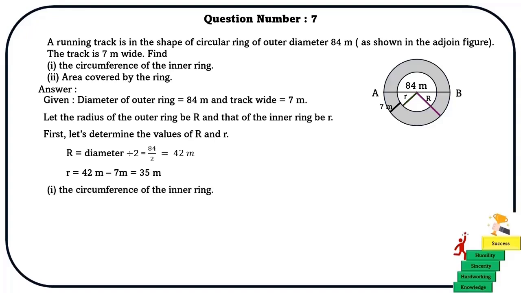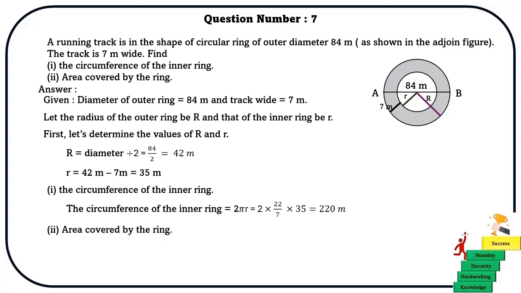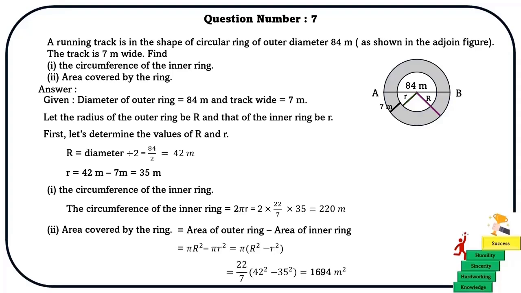So, let's find the first statement, the circumference of the inner ring. The circumference of the inner ring is equal to 220 meters. And the area covered by the ring is equal to area of the outer ring minus area of the inner ring. That is 1694 meters square.